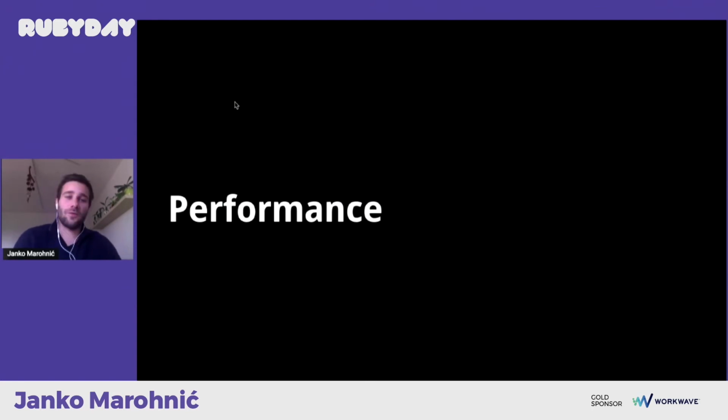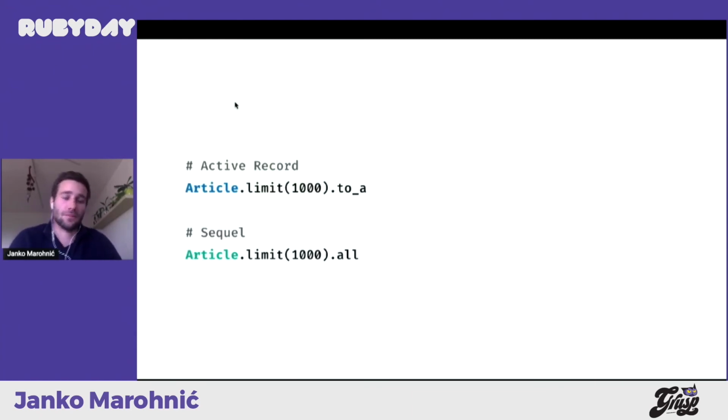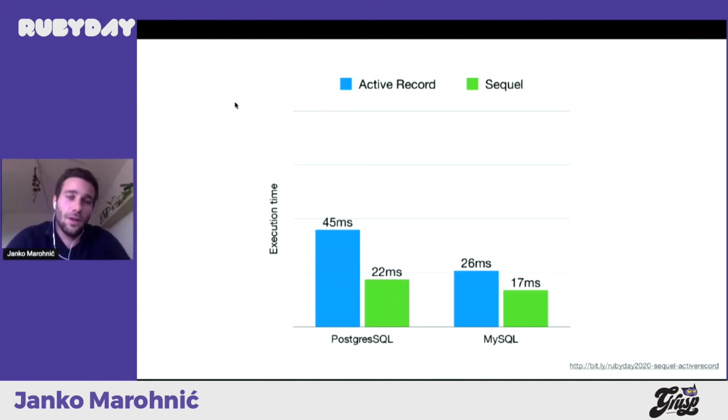Now let's talk a bit about performance, and specifically model performance. I've created a benchmark, of which I'm showing just the most important part of the code, that just fetches 1,000 records from a database. So if we measure the execution time of ActiveRecord compared to SQL, we'll notice that SQL is significantly faster by default.